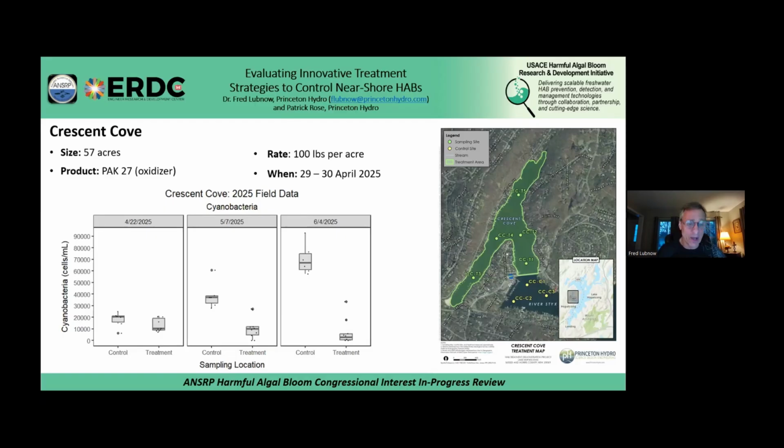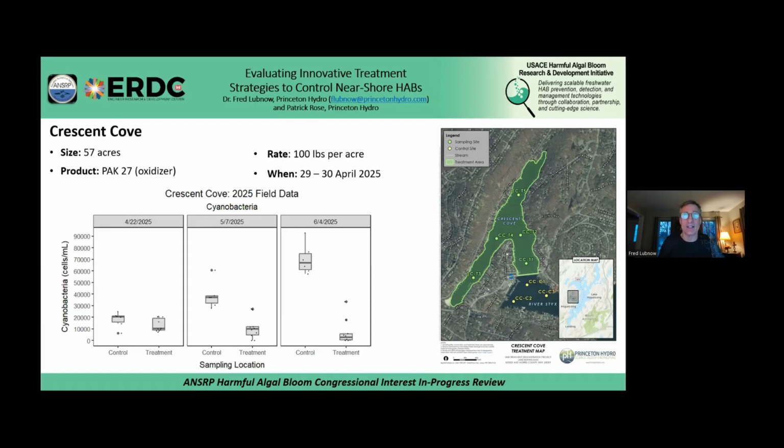We also used another algicide. This was in the Crescent Cove area, and this was an oxidizer. So this was not a conventional copper-based algicide. It breaks down the organic matter. What's really interesting is, again, if you look at the box plots on the left for April, you can see that there's some overlap between the control and the treatment. But then once we got into May and June, we did see a substantial reduction in the amount of cells in the treated area versus the control.